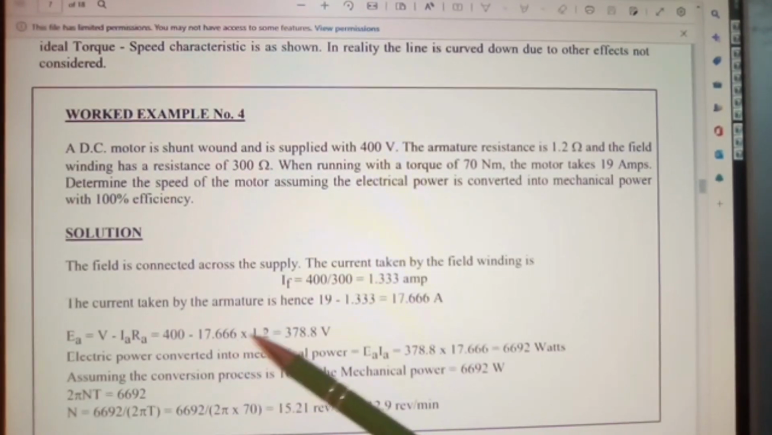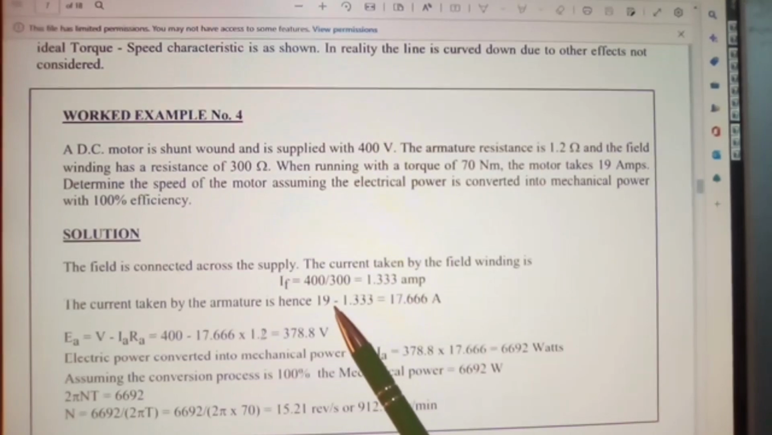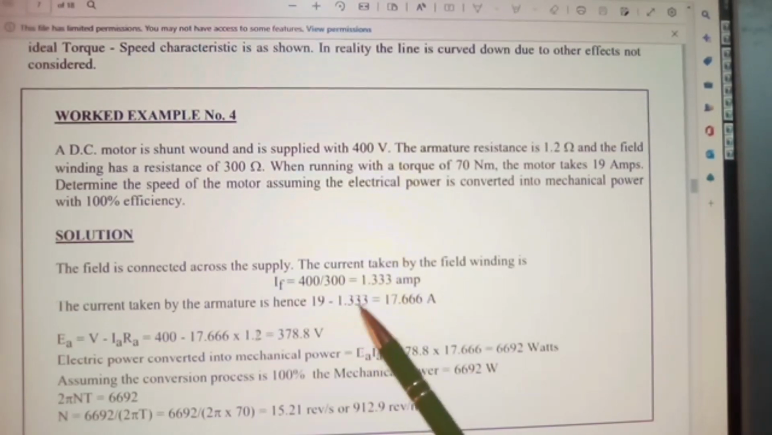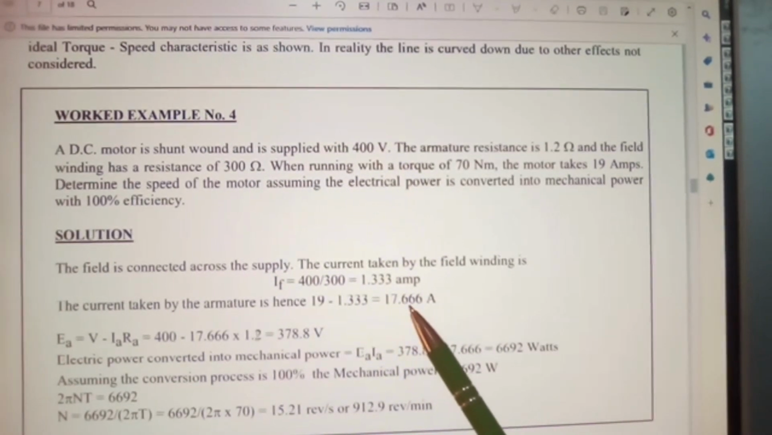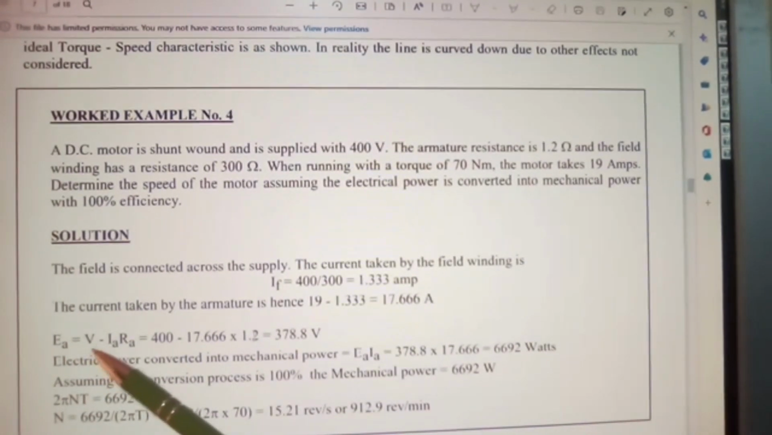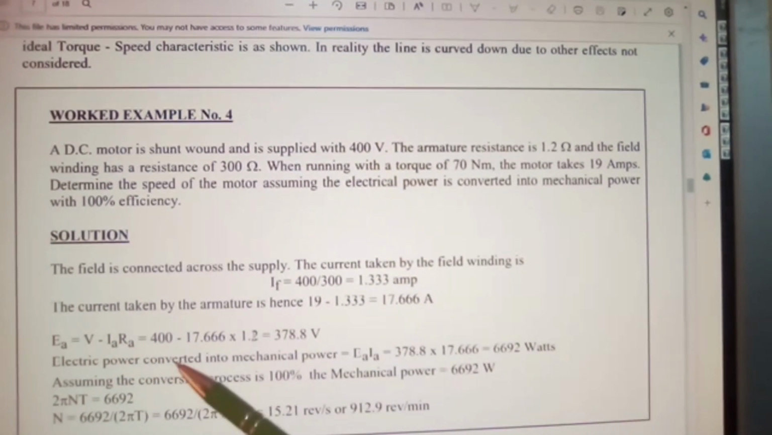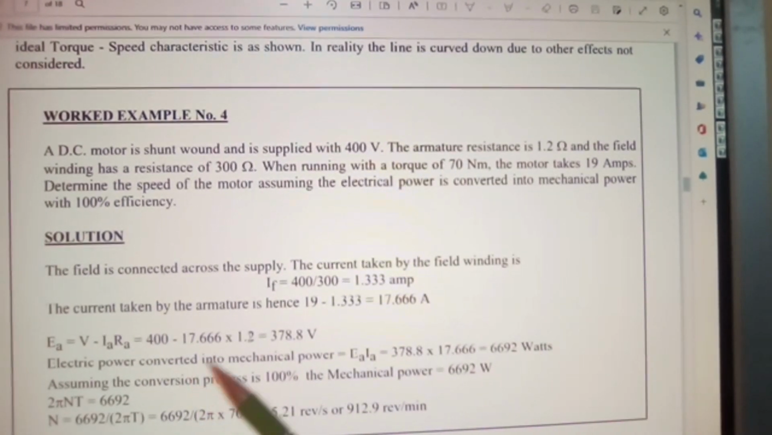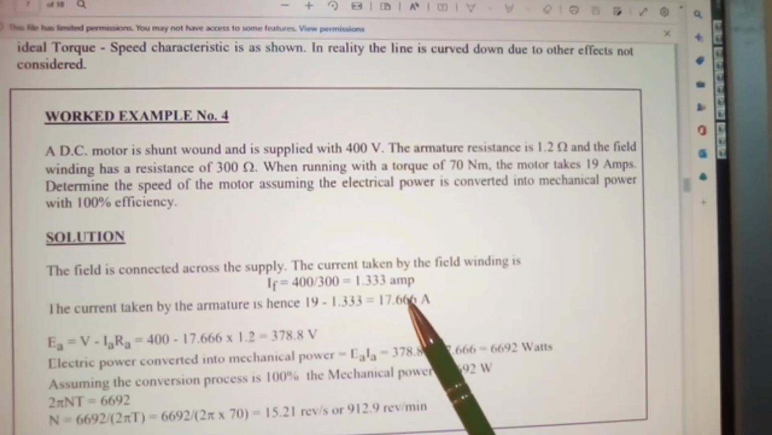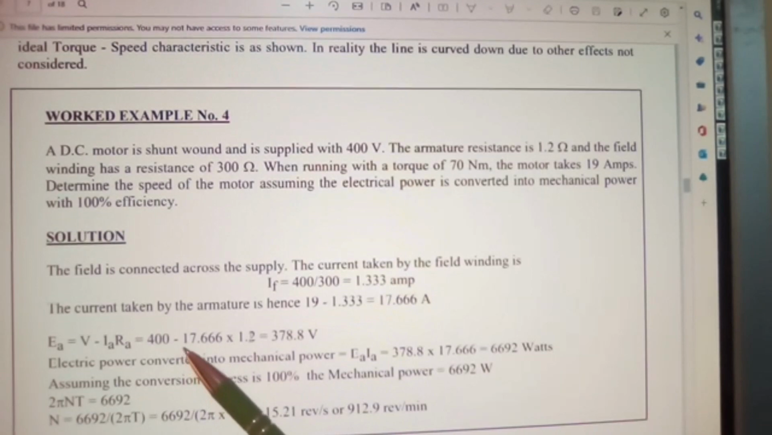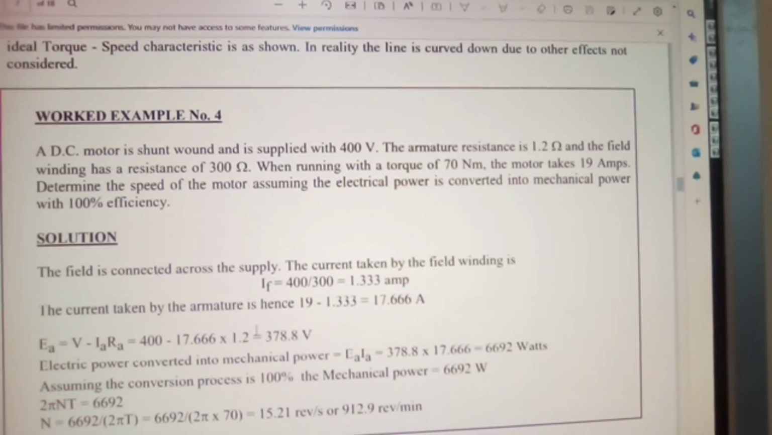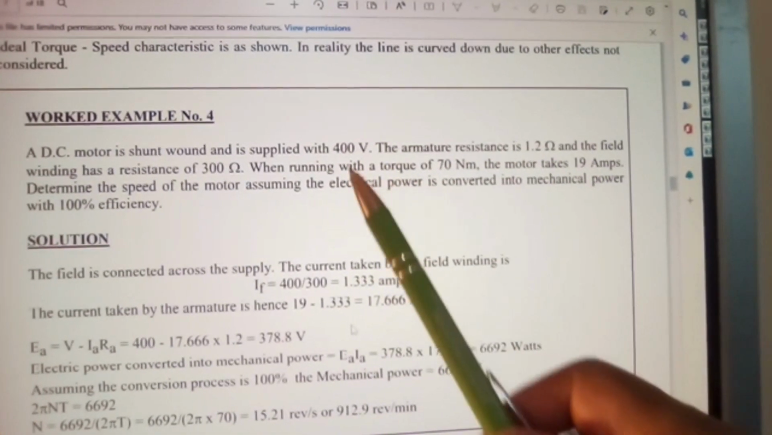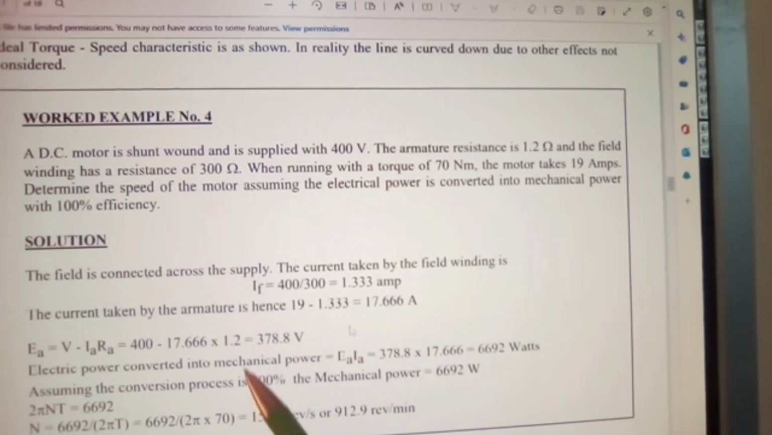Now the current taken by the armature is hence 19 minus 1.33. The motor takes 19 amps. That leaves you 17.66 amps. Now EA equals V minus IA RA equals 400 minus the current taken by the armature times 1.2. Where does the 1.2 come from? It's the armature resistance, and that is here.